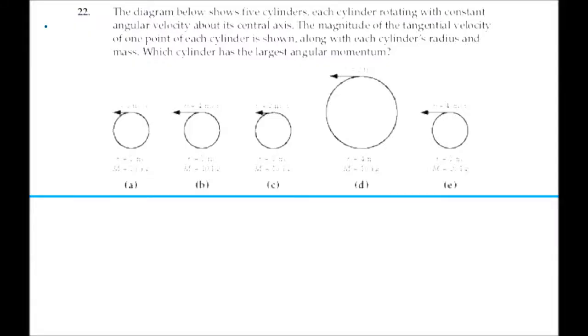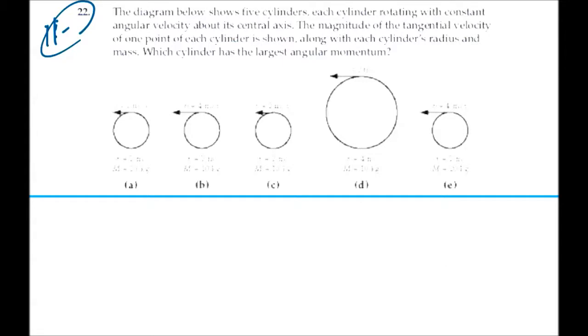Here's problem 11.22. The diagram below shows 5 cylinders, each rotating with constant angular velocity about a central axis. The magnitude of the tangential velocity of one point of the cylinder is shown, along with each cylinder's radius and mass. Which cylinder has the largest angular momentum?